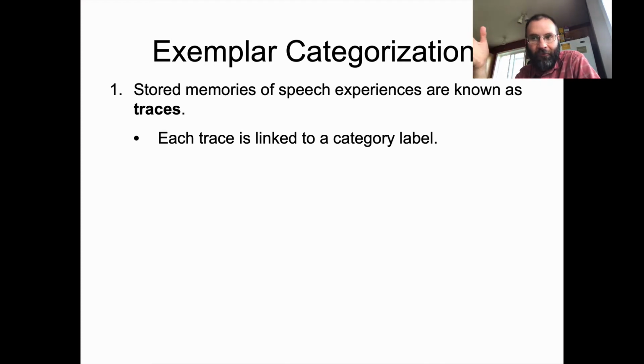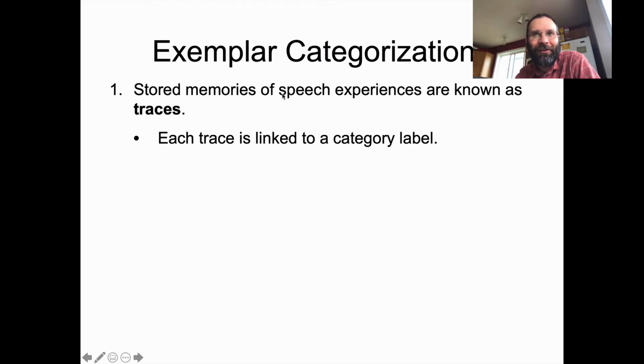Each memory you have of an experience of speech in your life leaves a trace in your mind, like your footsteps on the hiking path up in the mountains or what have you. Each trace is going to be linked to a category label, like a B or an E or an A or something like that.